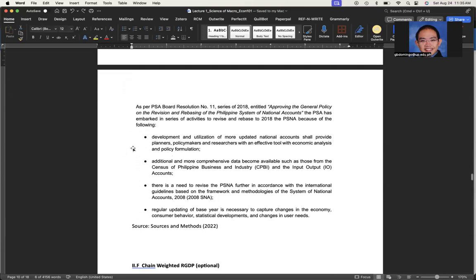Right? Why? Because the development and utilization of more updated national accounts can provide planners and policymakers and researchers with an effective tool to do economic analysis and policy formulation. Additional and more comprehensive data become available, such as those from the census or input-output table. There is a need to revise PSNA to be in accordance with international guidelines, and regular updating of the base year is necessary to capture changes in the economy, consumer behavior, changes in user needs, and statistical developments.